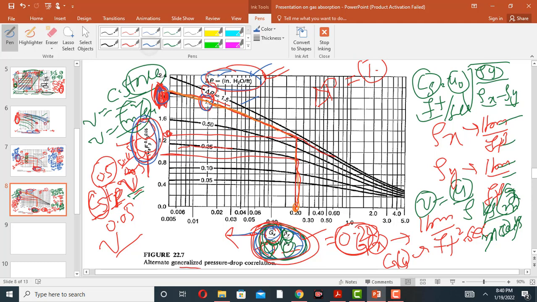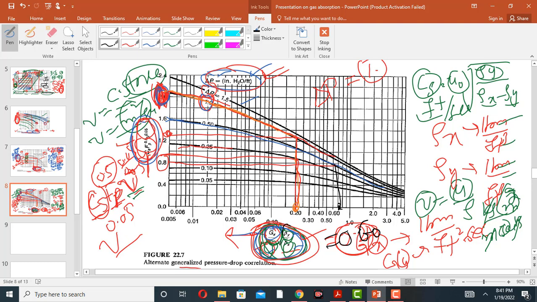Similarly, suppose delta P is 0.5 and the y-axis value is 0.8. Then simply come from 0.8 to this 0.5 delta P line and come downward. This is 0.6, so its value is 0.6.